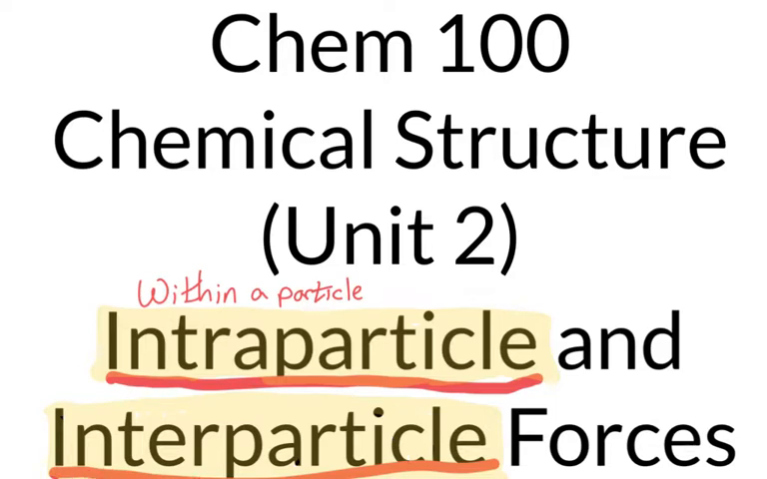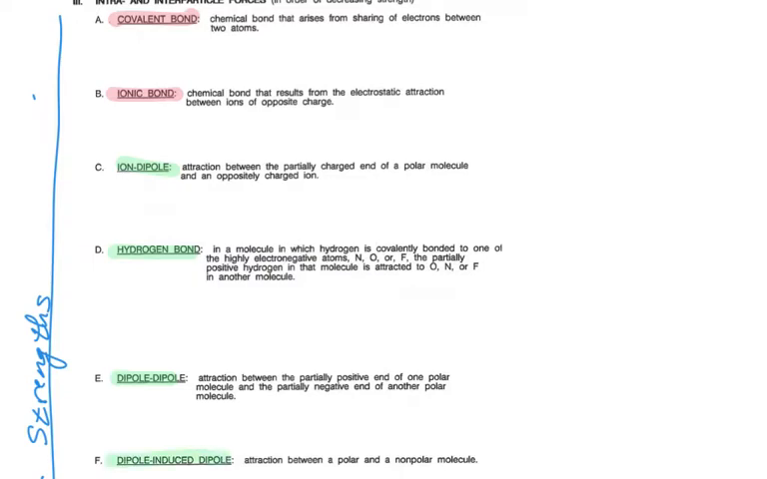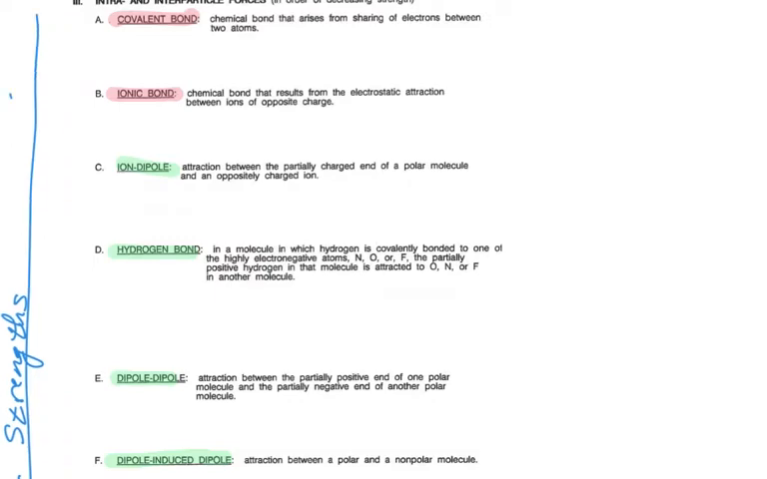The questions we'll be looking at will be focused on each of those 2 types of interactions, the intraparticle and the interparticle forces. We'll start by listing out what the 7 intra and interparticle forces are, and these are going to be listed in order of decreasing strengths. So we have a covalent bond, an ionic bond, an ion-dipole interaction, a hydrogen bond, dipole-dipole interactions, dipole-induced dipole interactions, and finally London forces, sometimes called dispersion forces.